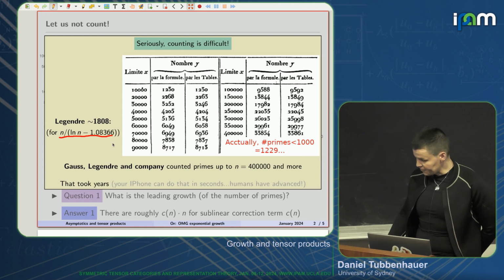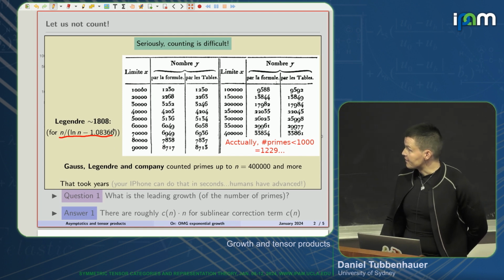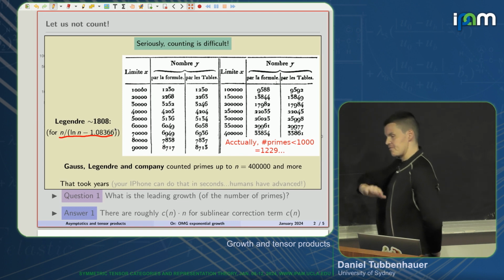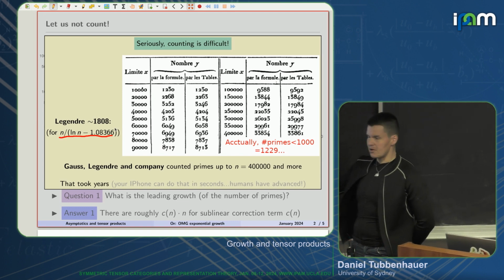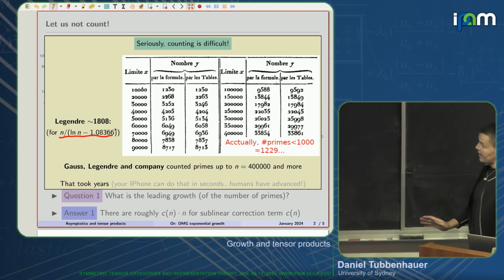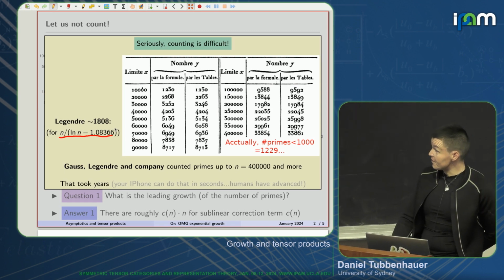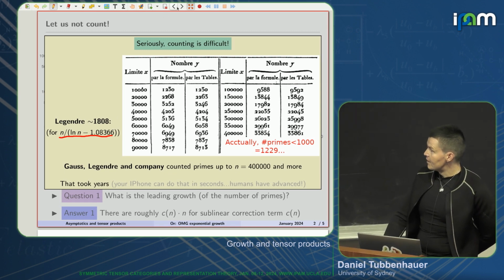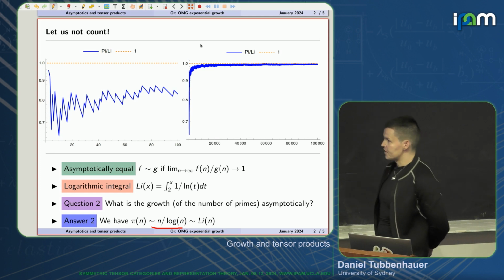And it was a difficult task, and people were trying this a lot. So answer 1 was known for a long time. Just if you look at number tables, you will figure that out. And answer 2 took a while. So Gauss and Legendre were not able to do it. But eventually you get answer 2.